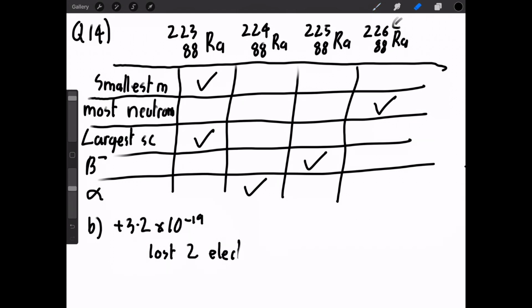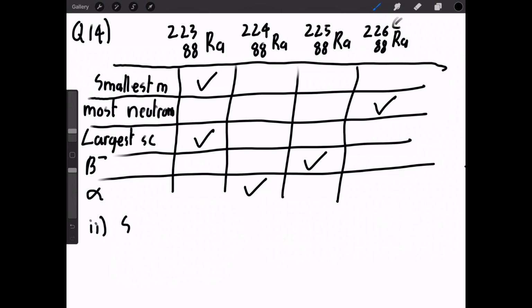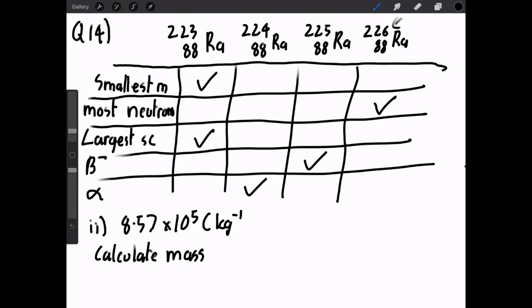Part 2, bit harder now, but not that difficult. What have we got to do? Specific charge is 8.57 times 10 raised to the power 5. That's coulombs per kilogram. We want to work out which isotope it's got to be. So the best way to do this is to calculate the mass. And then once we've got the mass, we can work out the number of nucleons and then identify the isotope that it should be.